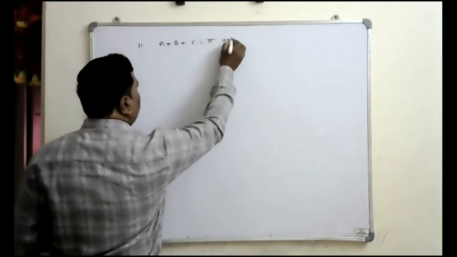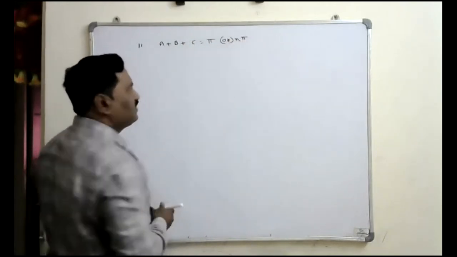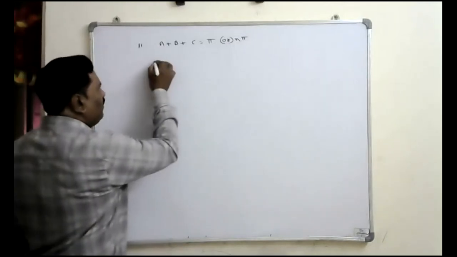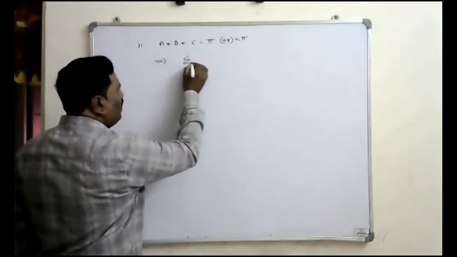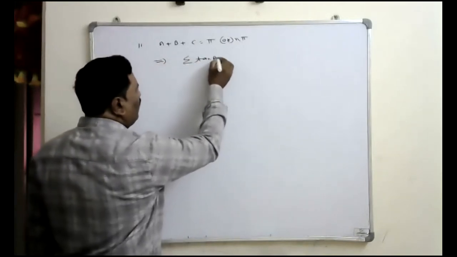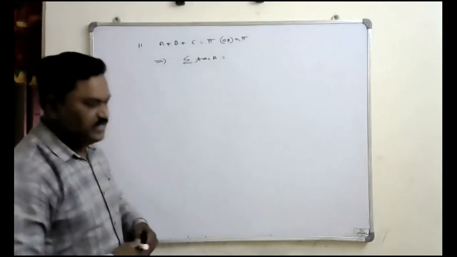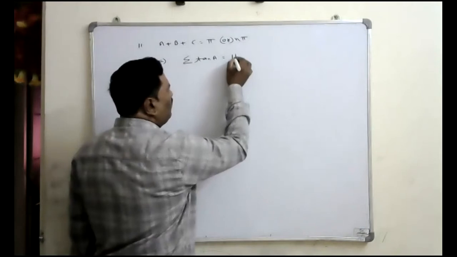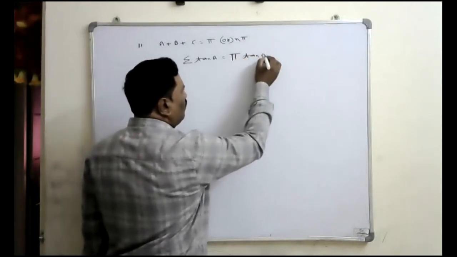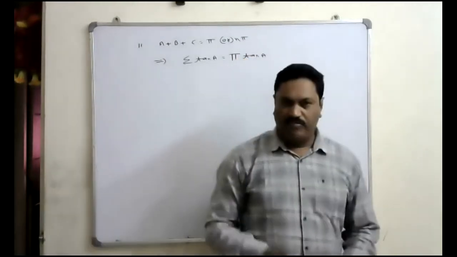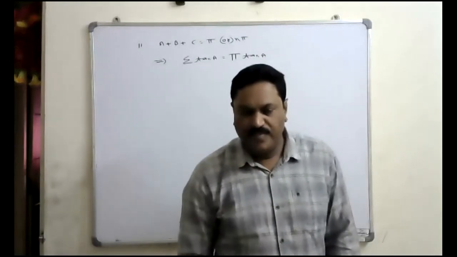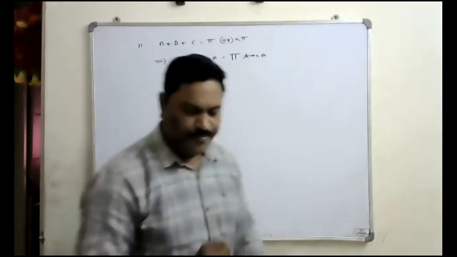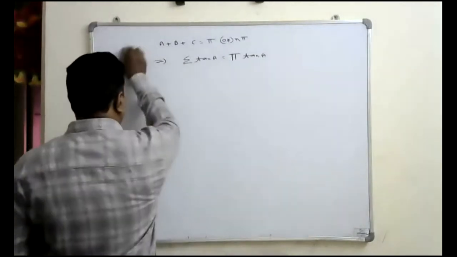pi or n pi, the sum of the angles is 180 or an integral multiple of 180, then the result in terms of tan is that tan A plus tan B plus tan C, that is sigma tan A, is equal to tan A into tan B into tan C. The product of the tans you write as pi tan A. So that is the result you have to remember. If A plus B plus C is equal to 180 or n pi, then sigma tan A is equal to pi tan A.